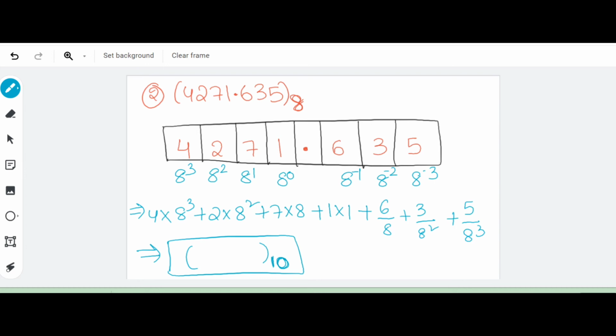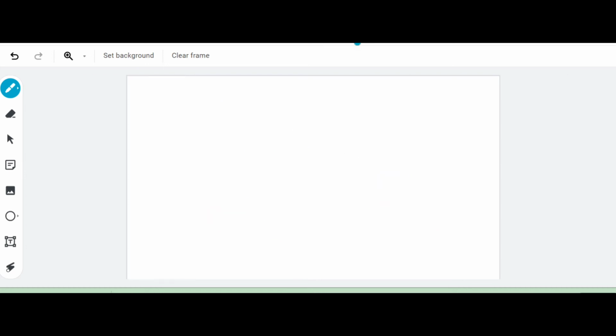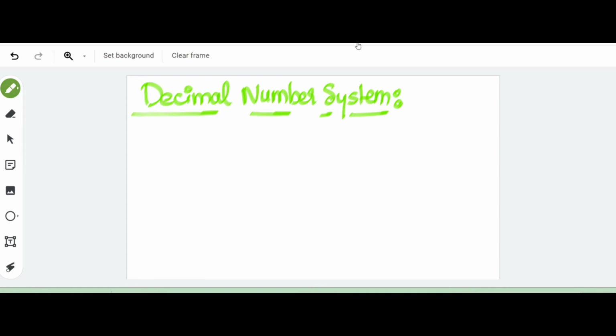Okay, so now without any further delay we will move on to the decimal number system. We have already discussed two types of number systems, and this is the third type. I hope you are very well aware of the decimal number system, but let me give you a quick idea.